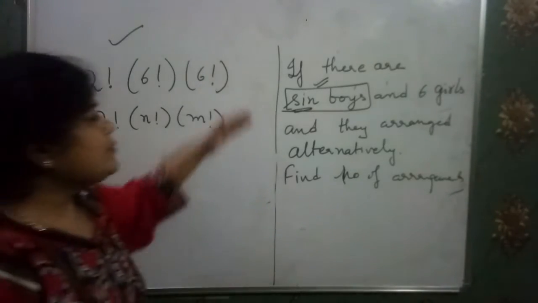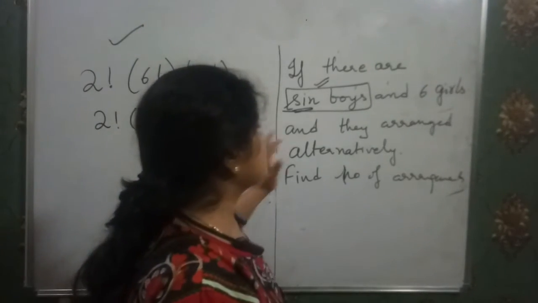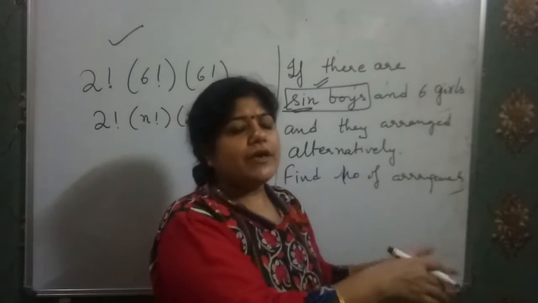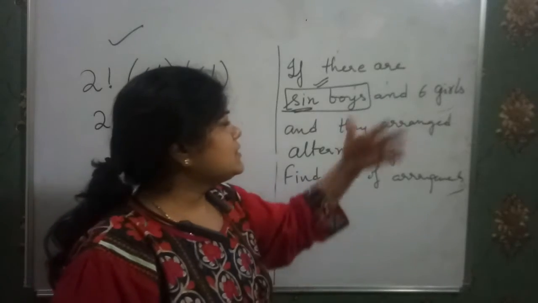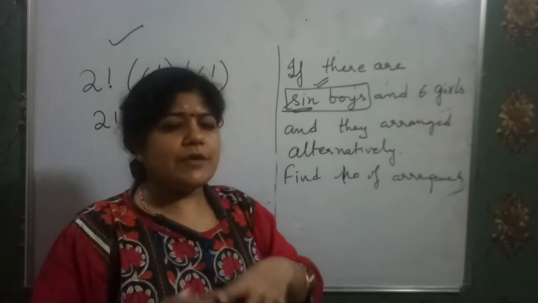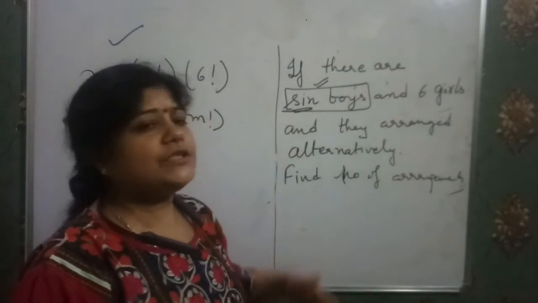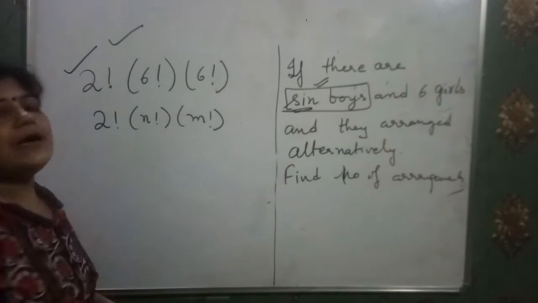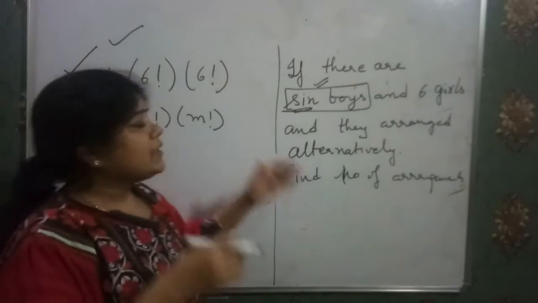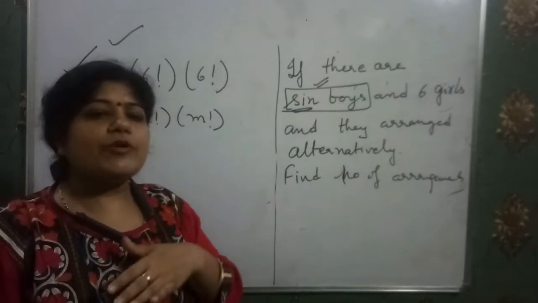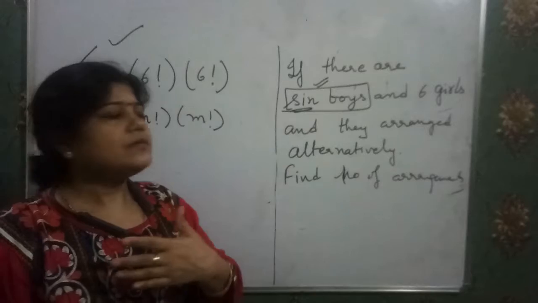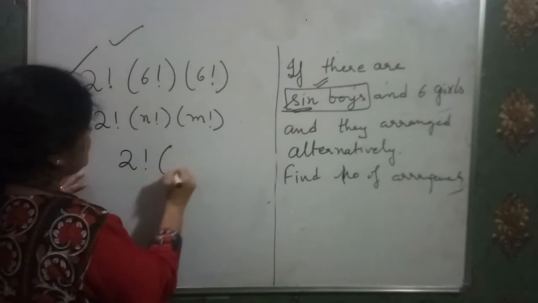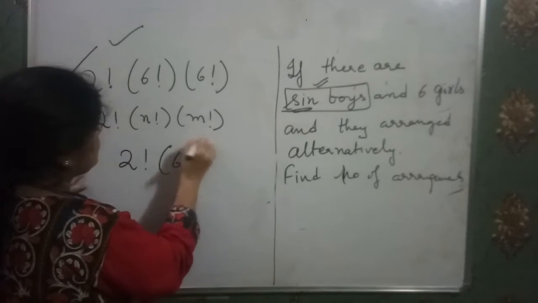Clear? For example, we have a question like this. If there are 6 boys and 6 girls, so that all the 6 boys are together and all the 6 girls are together, that means there are 2 groups and they have to be arranged in this way. In the same case we have the same answer, because the 6 boys can be arranged in 6 factorial ways. That means we have the answer factorial 6 squared. Clear?